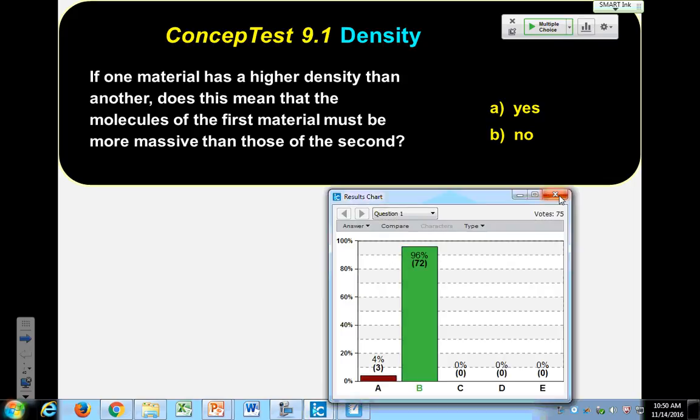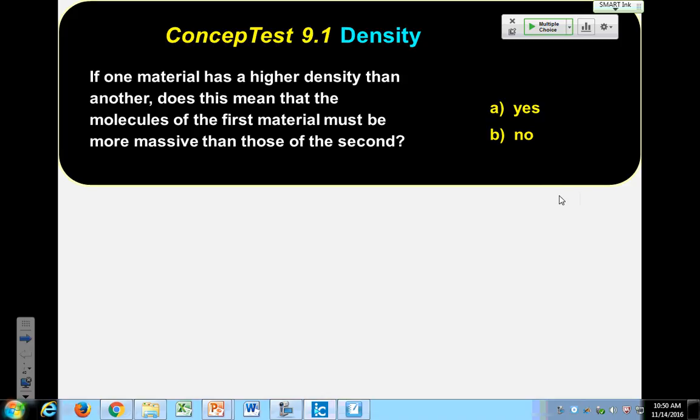Okay, awesome. B is right. Just because a material has a higher density, it doesn't mean that the molecules themselves are more massive, though it could be, but not necessarily. It really means that the molecules are more closely packed most of the time.